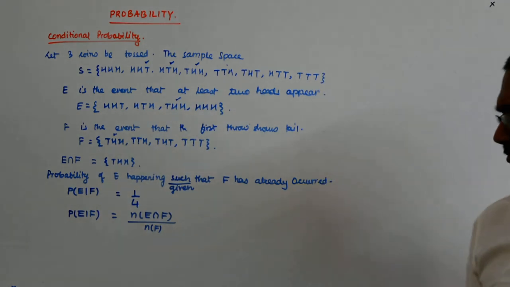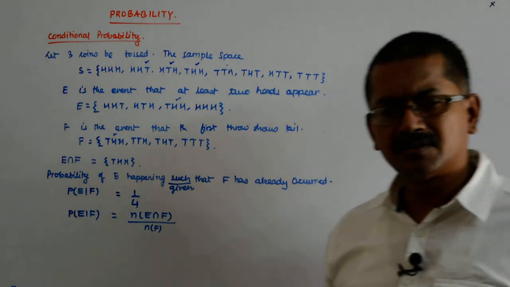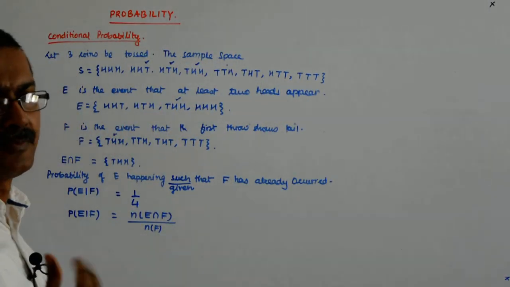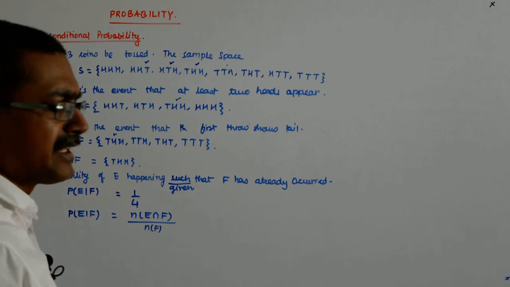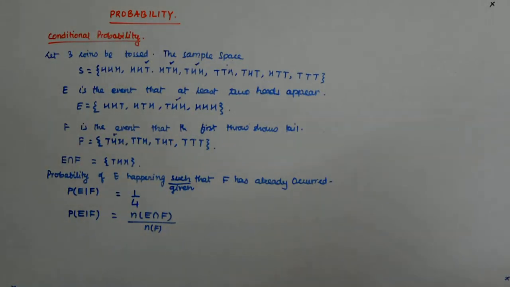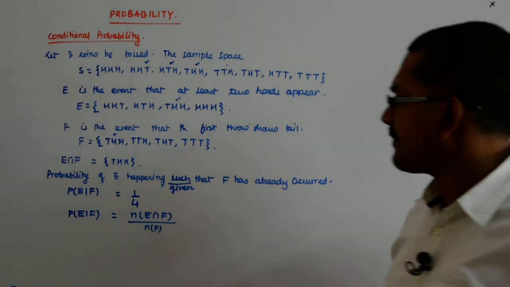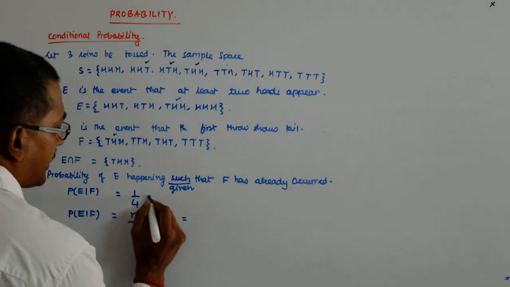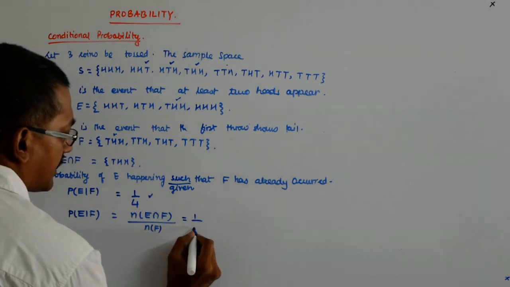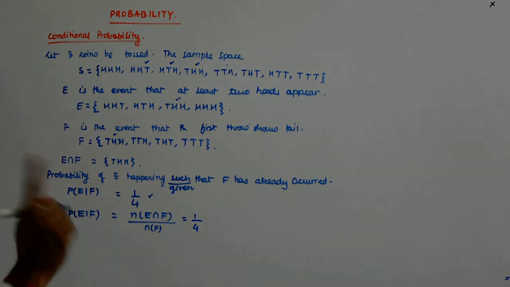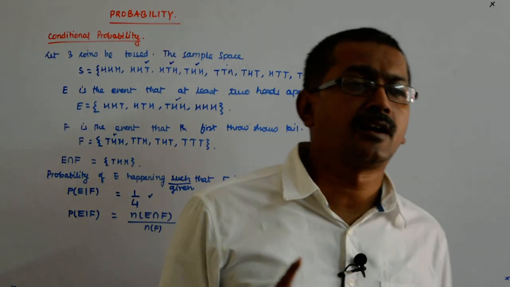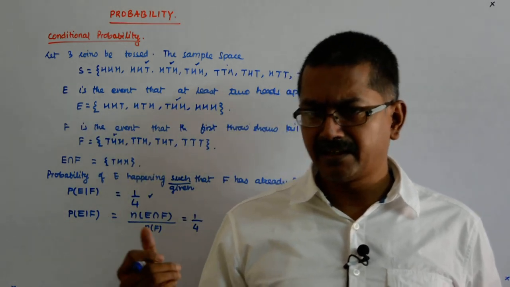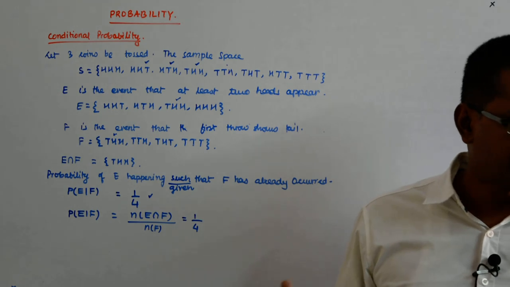Where N always denotes the number of elements. When you say NF, it means the number of elements in set F. N of E intersection F is the number of elements in E intersection F. I'll cross check. This we did commonsensically: it is 1 upon 4. Provided obviously that all of these events are equally likely. In flipping a coin, getting a head or a tail is equally likely, and their probability is half.